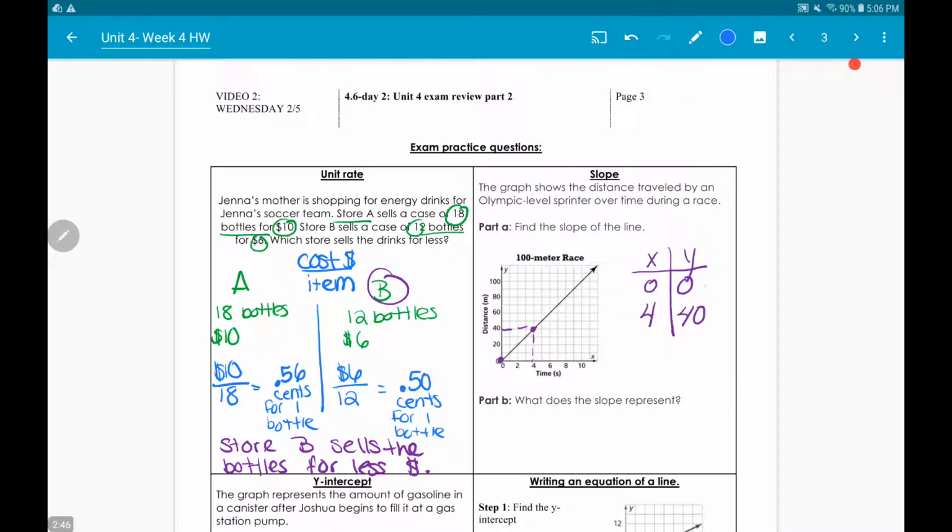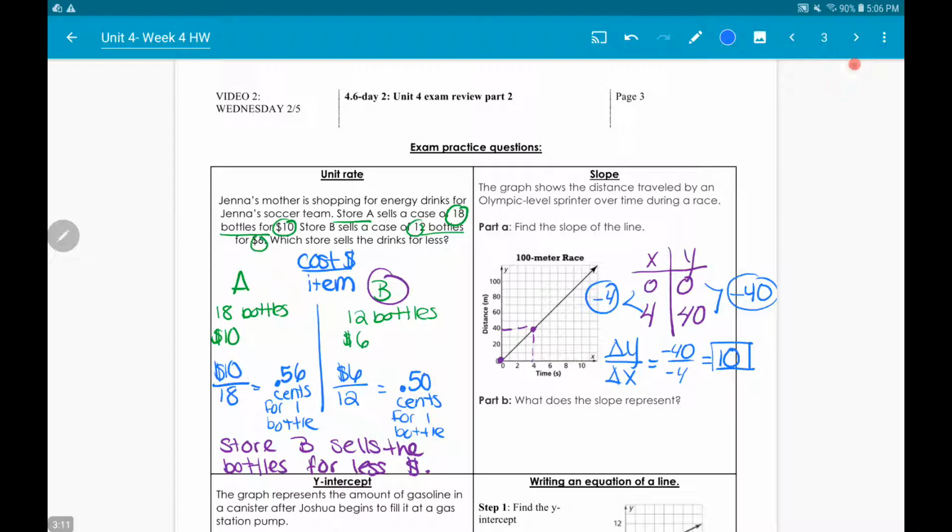Okay, to find the slope, I do 0 take away 40. That gets me negative 40 on this side. And 0 take away 4, that gets me negative 4. So my change in y divided by change in x is negative 40 divided by negative 4. That gives me positive 10. That is my slope.